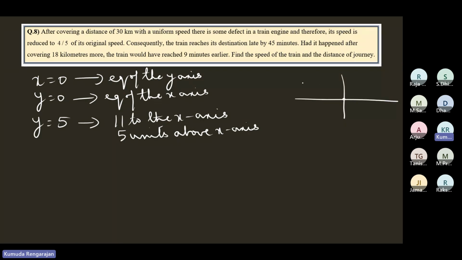When you make the graph, you'll get a graph like this. There's only y is equal to 5. This is the graph of y is equal to 5. Because when it's y is equal to 5, it's parallel to the x-axis, like this. Is it above or below? It's above. Why above? Because it is positive 5.